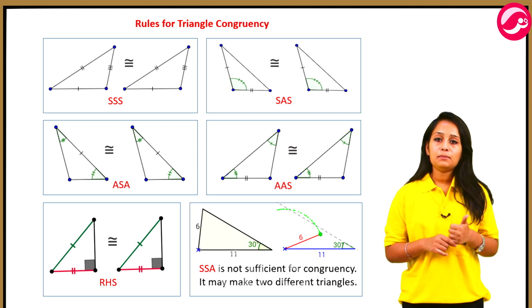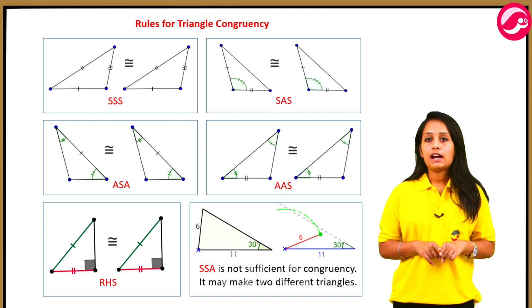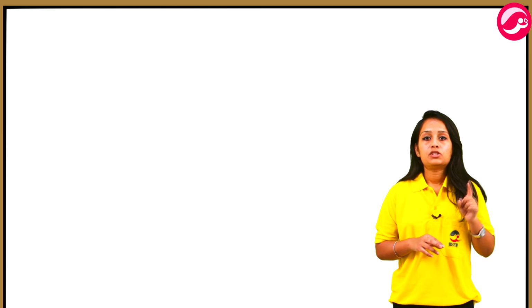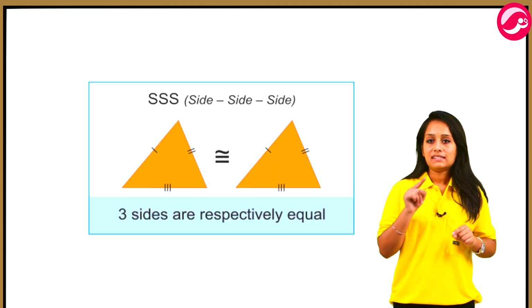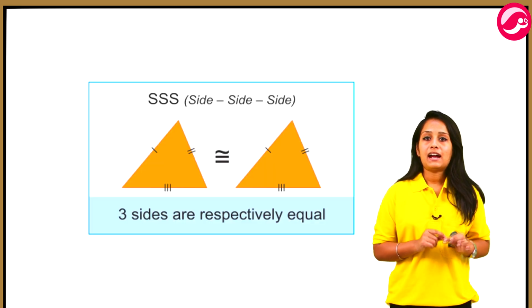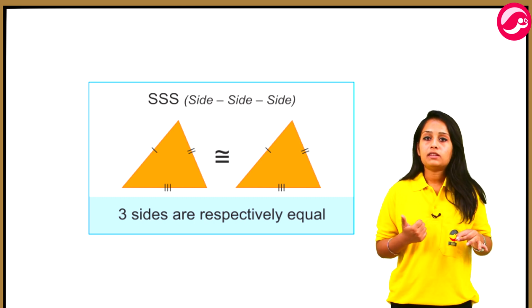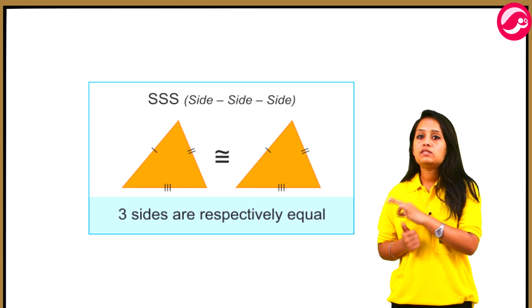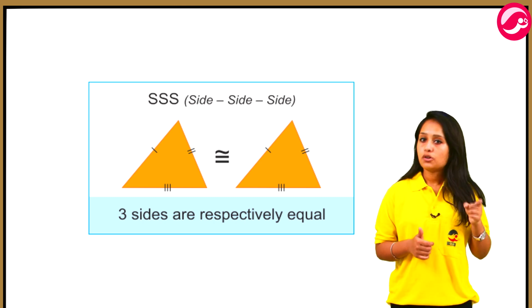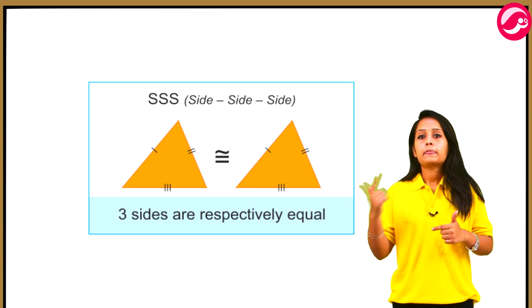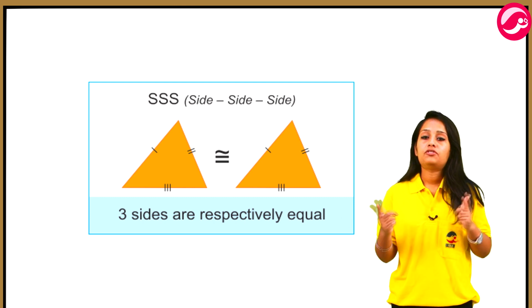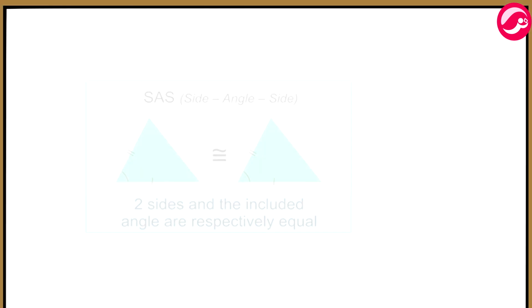So let's understand the meaning of these 5 terms. We start with SSS. So SSS stands for side, side, side and means that we have 2 triangles with all 3 sides equal. So we saw that the side, side, side rule states that if 3 sides of one triangle are equal to 3 sides of another triangle, then the triangles are congruent.